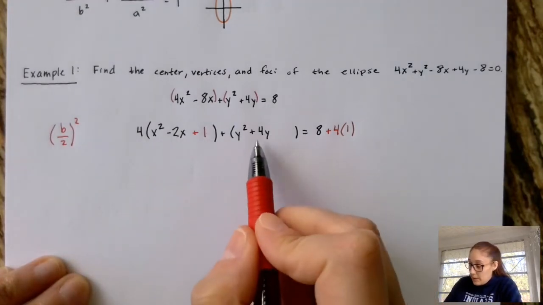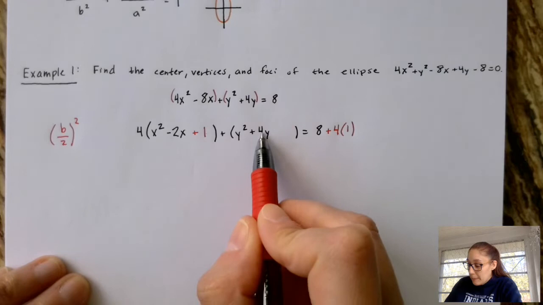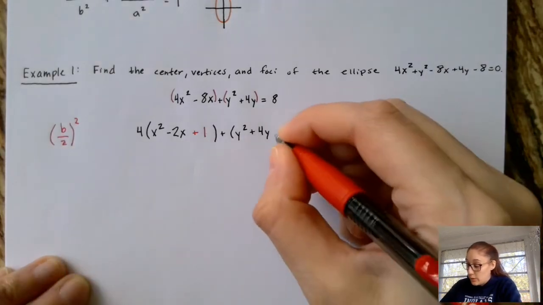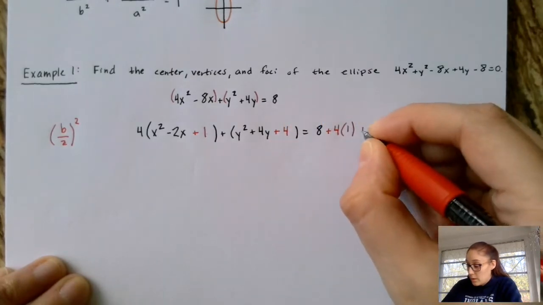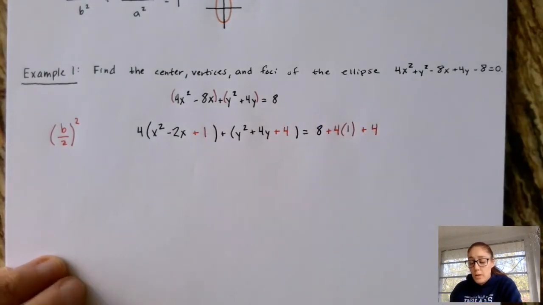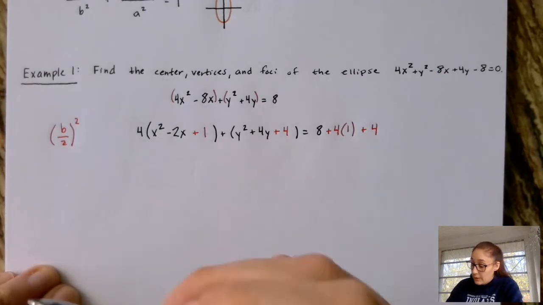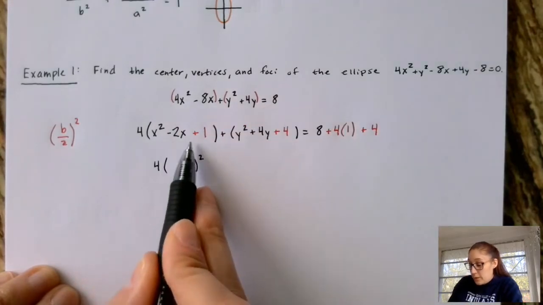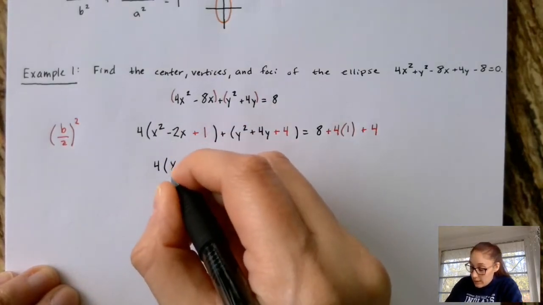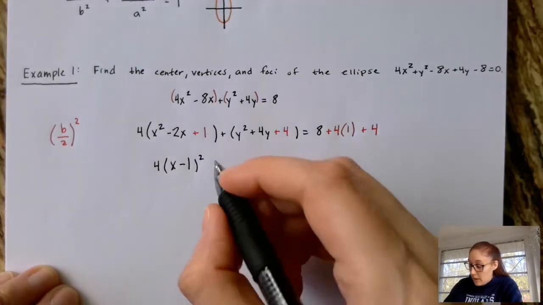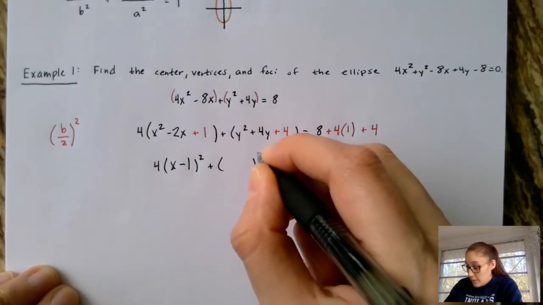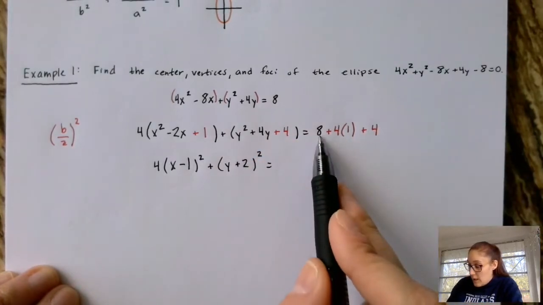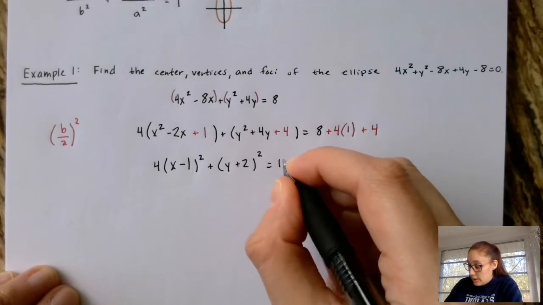Okay. Now for the next one, for the y's, I'm going to take my b, which is 4. 4 divided by 2 is 2. 2 squared is 4. Okay. So let's go ahead and continue to factor. Alright, so if I factored this perfect square trinomial, it would become x minus 1 squared. And for the y's, I would have y plus 2. I'm just factoring. And then 8 plus 4 is 16.